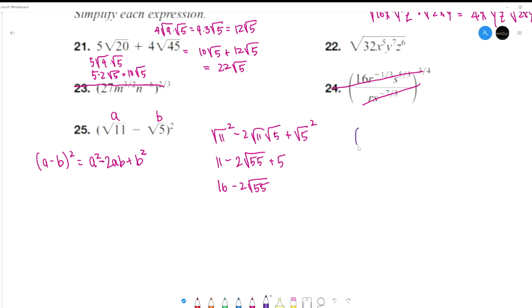Let's say you did it the other way, which is to distribute. Then you get, the first is radical 11 squared is 11 minus radical 55 minus radical 55 plus 5. So 11 plus 5 is 16 minus, there are two of these, so minus 2 radical 55. So either way you do it, you get the same solution. Okay?